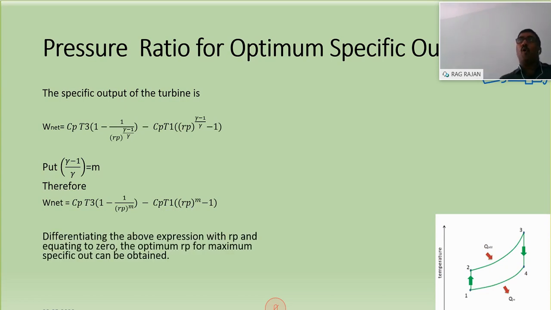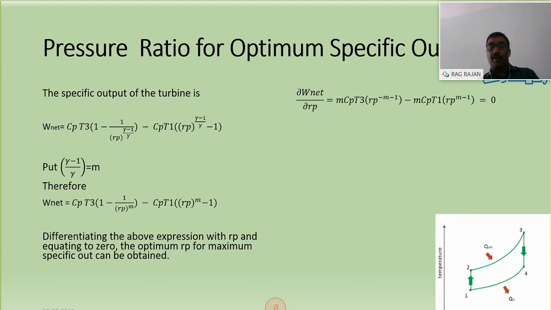So how will you get the maximum specific output? For getting maximum specific output, the parameter is actually the pressure ratio. So to get the maximum specific output, you have to differentiate the above equation. Already we got this equation. So this equation should be differentiated and equated to 0. For maximizing, that is the procedure. You know the mathematics. So based on that, you will get the condition for the optimum pressure ratio. Here you can see the dou by dou Rp of W net, and these two terms we are equating to 0.